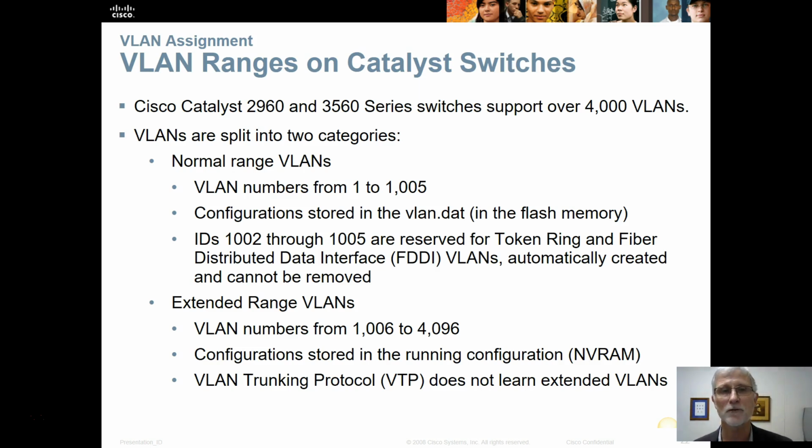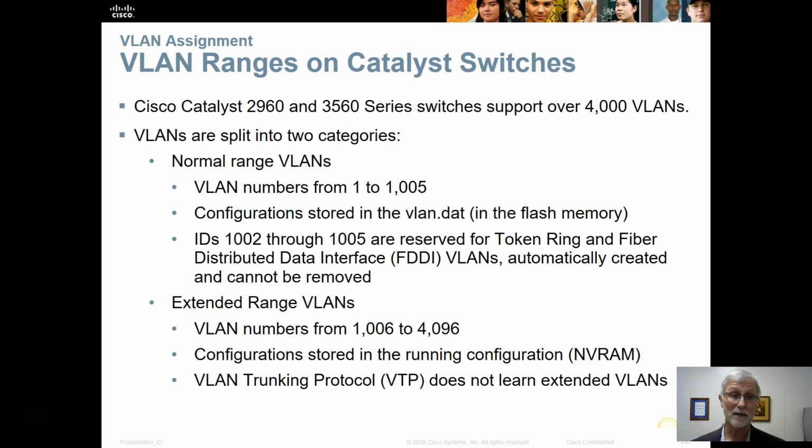There's usually two different categories: normal range and extended range. Normal range is between 1 and 1,005. The configuration is stored in the VLAN.dat file, but 1,002 to 1,005 are reserved. So when you do that first show VLAN, you notice those four ports are there and nothing has been done.